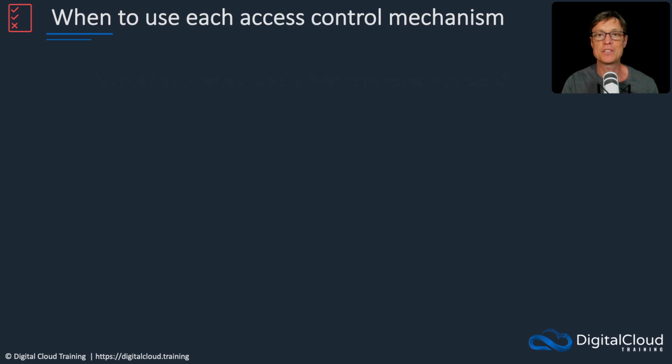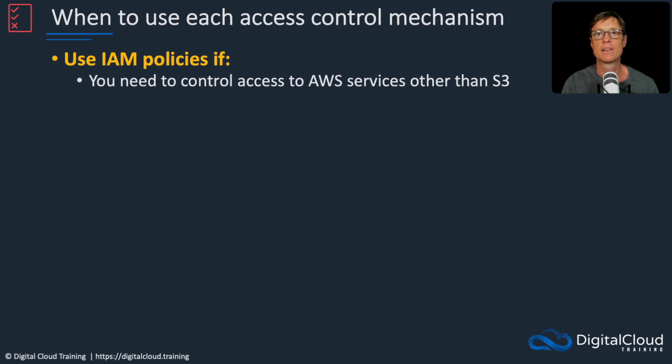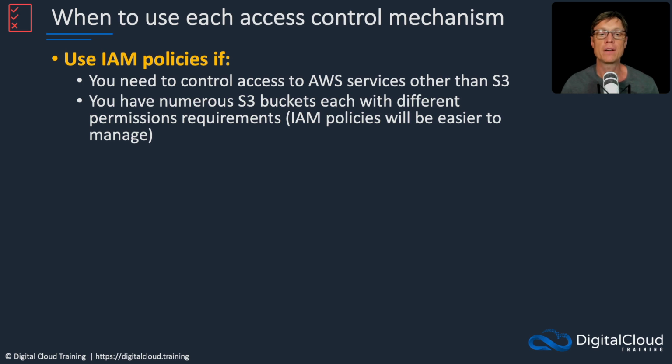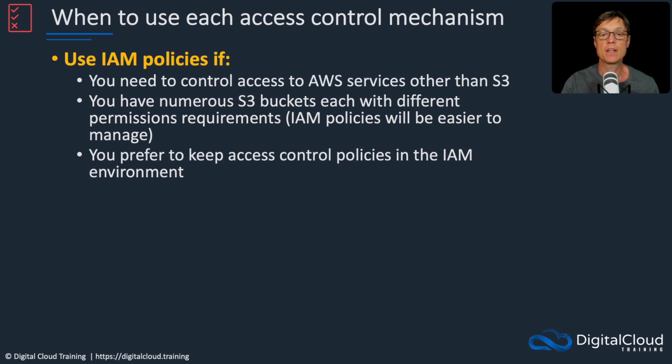So when might you use these different access control mechanisms? You might use IAM policies for the following use cases, where you need to control access to AWS services other than S3, because you can then specify whatever permissions you want to whatever AWS service as well as the S3 bucket. You have numerous S3 buckets, each with different permissions requirements. So that means you're centrally controlling access to lots of different buckets using a single IAM policy, which is centralizing the management and hopefully simplifying it. You might just prefer to keep access control policies in the IAM environment rather than using resource-based policies, which can be a bit harder to track.